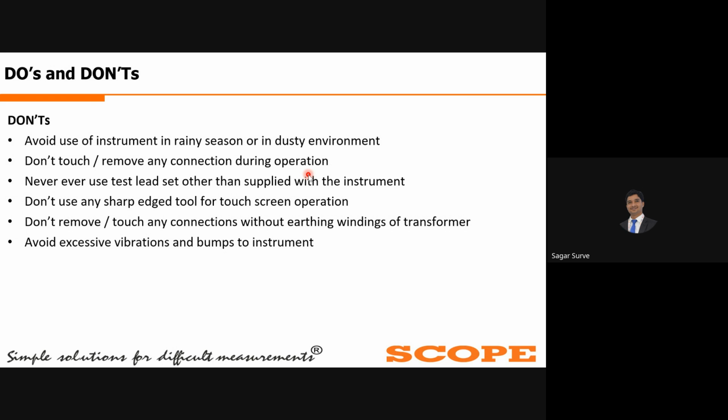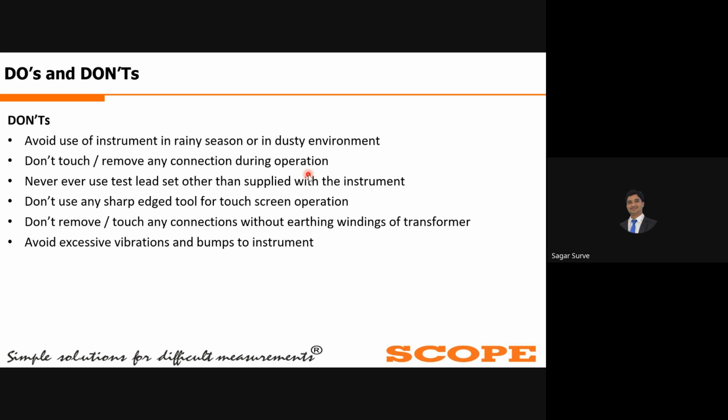And in the don'ts, we have to avoid the use of instruments in the rainy season or in dusty environments. Okay, and don't touch or remove any connection during operation. Never ever use a test lead set other than the one supplied with the instrument.